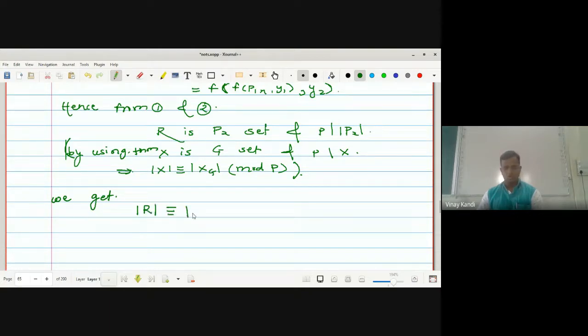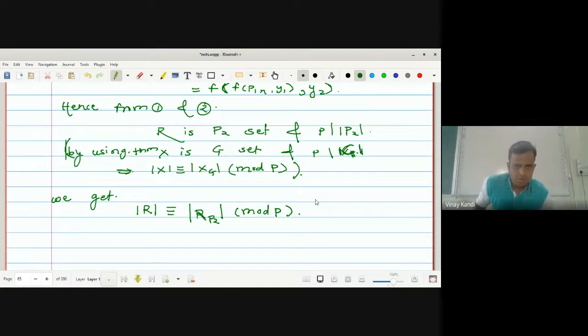What is x? x is R. What is G? G is p2. So x is the G set and p divides the order of G. Then using this theorem, order of R is congruent to order of R^p2 mod p. Any doubt?